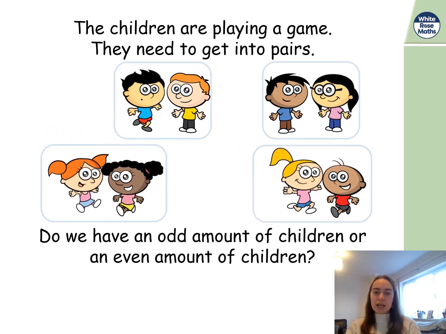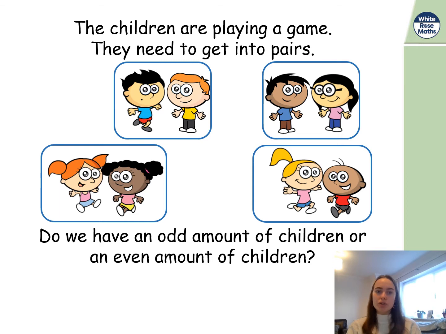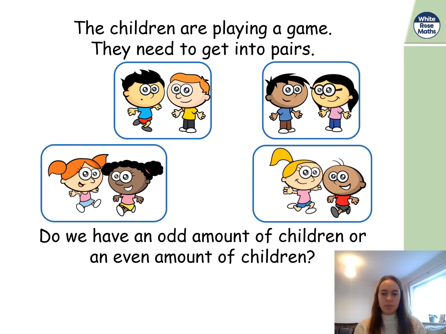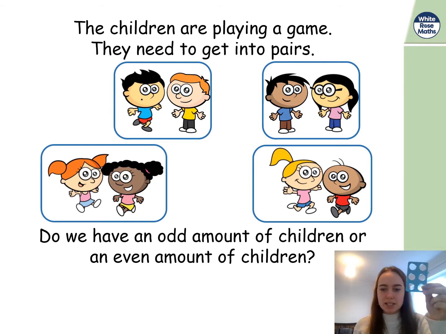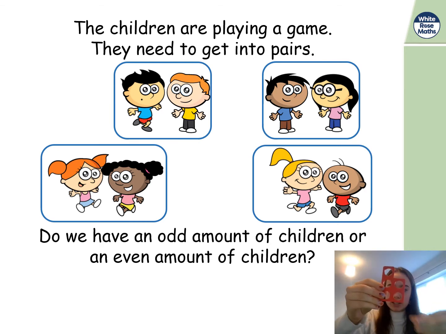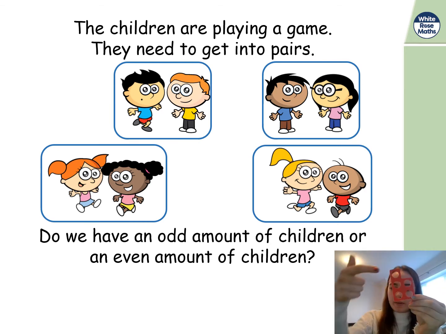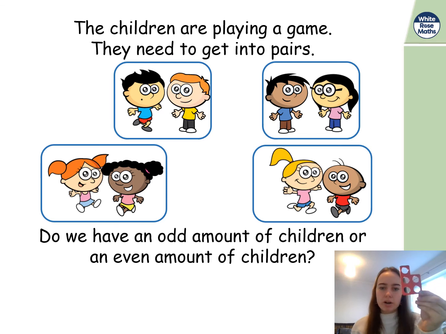Let's see. If we can group something into 2s, that means it's even. So if we can group it into 2s like this, I've got 2, 4, 6, then that means it's an even number. If I can't, like this, I've got 2, 4, 5, if I can't group it, then that means it's an odd amount of children. So looking at these children in 2s, they must be an even amount of children.